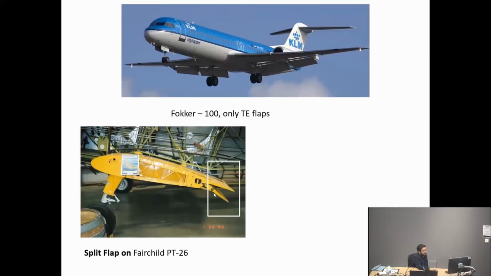And this is a picture, for example, of the split flap on a Fragile PT-26. Can someone search for this very quickly? Tell us what type of aircraft? Can't remember. Do you know? Doesn't know? I'm sure it's probably a small plane, a general aviation aircraft. It is, yeah, makes sense.